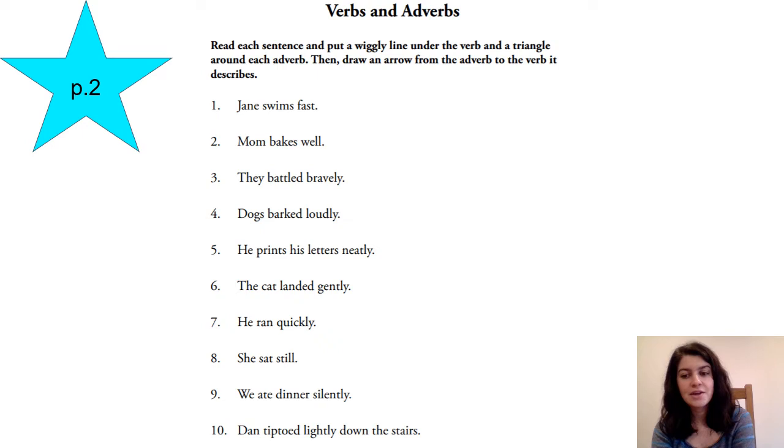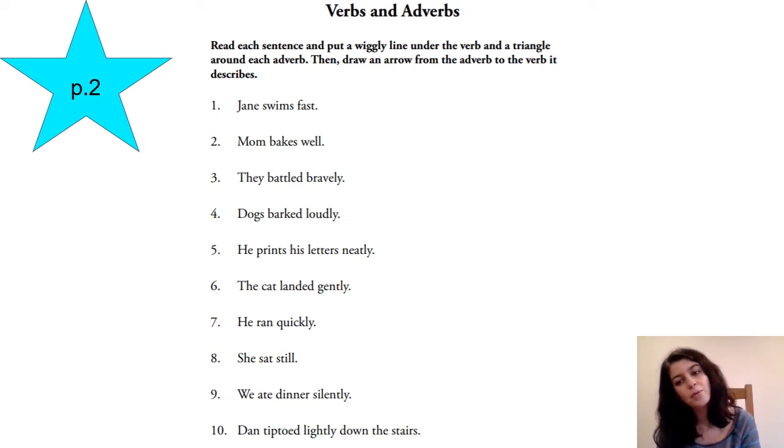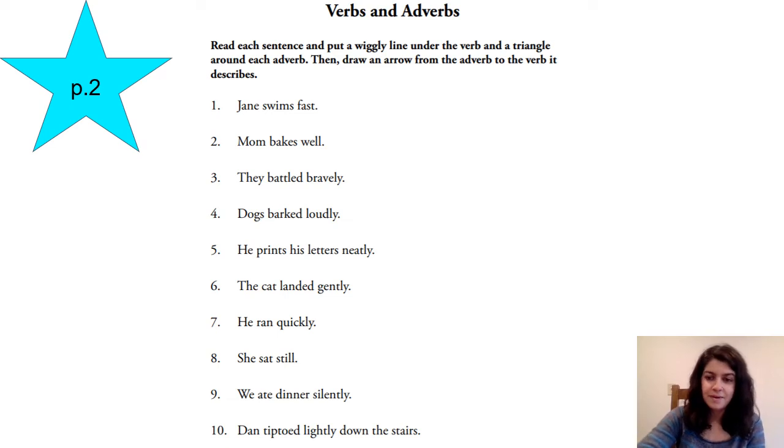Now you get to try it yourself on page 2 in your packet. On page 2, it's going to tell you to read each sentence, and you're going to put a wiggly line under the verb. So again, find the verb first, put that wiggly line that we've practiced. Then you're going to put a triangle around the adverb. Then you're going to draw an arrow from the adverb to the verb that it's describing. I'll do the first one with you to give you an example.